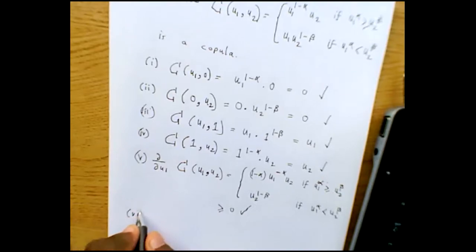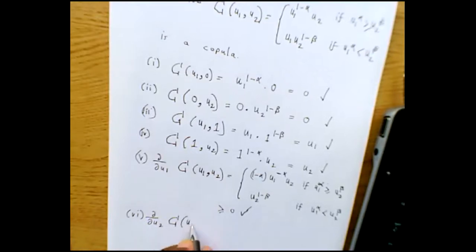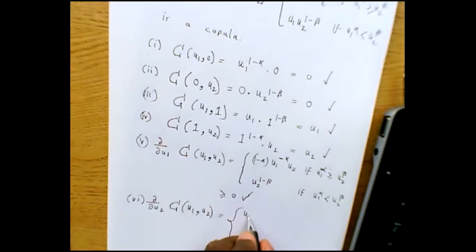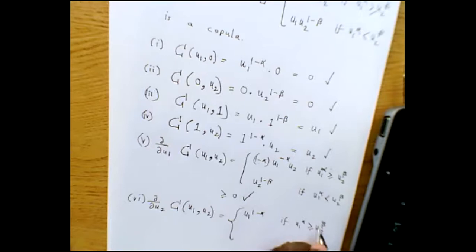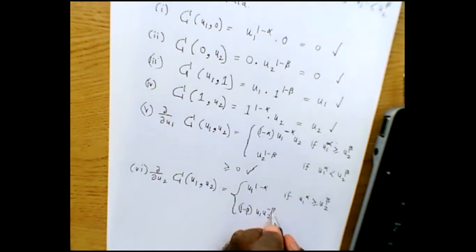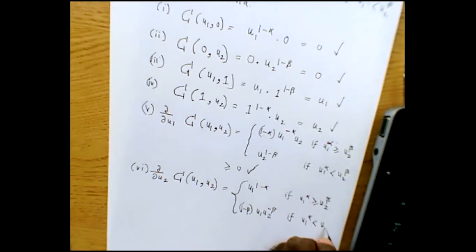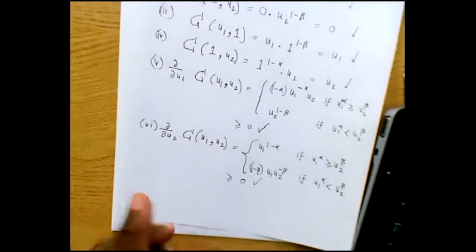And finally, part 6, the partial derivative with respect to u2. Once again, beta is a number between 0 and 1, like alpha is. So this too has to be non-negative. So hence C is a copula. So this condition is satisfied. So the conclusion is that hence C is a copula.